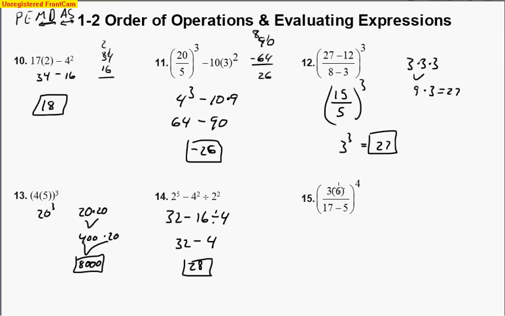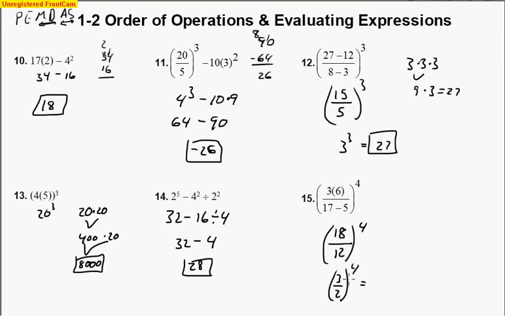Moving on to this next one, same as number 12, I've got to do the work inside the fraction bar, on top of the fraction bar and below the fraction bar first. And so that leaves me with 18 over, and then I subtract there, I get 12. Now I'm going to go ahead and reduce this fraction, take out the common factor of 6, and that leaves me with 3 halves. And then I'm going to raise that to the fourth power.